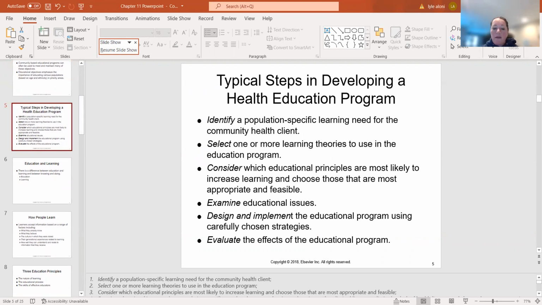So when we are going to develop a health education program, the first thing we're going to do is look at a population and look at the learning needs. What do they need to learn? What do they need to figure out? Then we're going to look at our learning theories, and then we're going to look at which educational principles are most likely to increase the learning, examine our issues, design and implement the program, and then we're going to evaluate. So we're going to be using our nursing process here. We're going to identify our population first, and then develop our program, and then evaluate at the end.